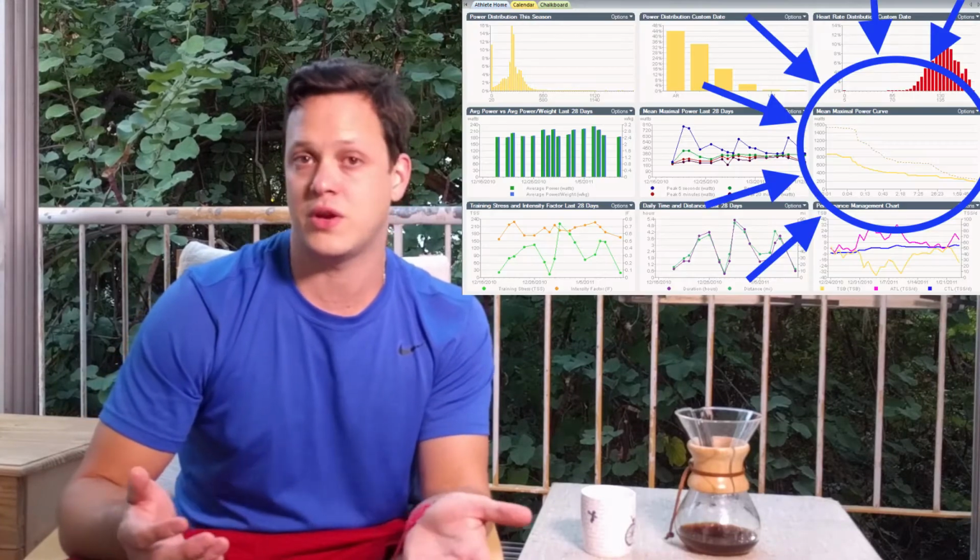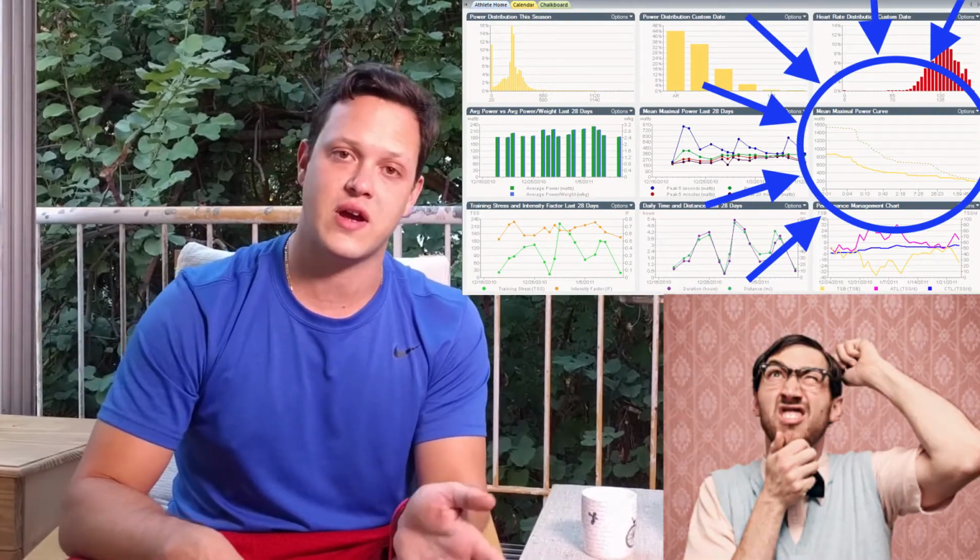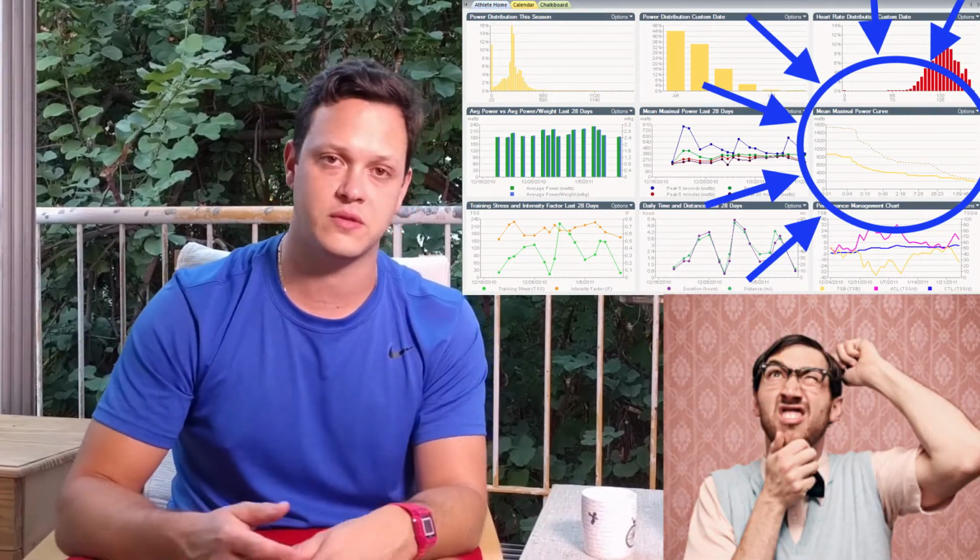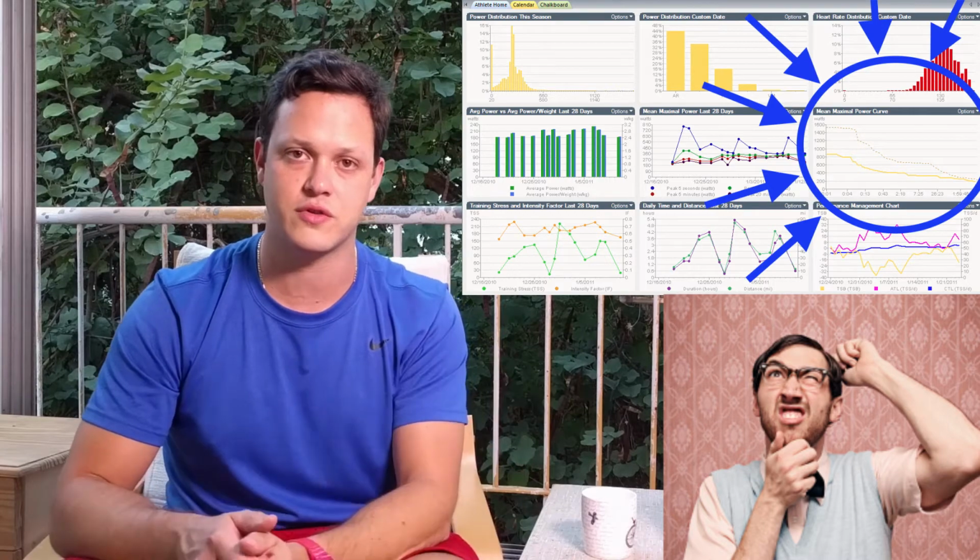So the Mean Maximal Power Curve is vastly underutilized, in my opinion, for a lot of riders. They just kind of see it as a screen on their home screen. They're like, oh, it's another graph, cool, okay, I don't know what that means, one's dotted, one's solid, whatever. But if you start to learn how to read it, it's actually one of the most important screens on your home screen for your WKO. This allows us to really see what's going well for you and do we need to change the approach.